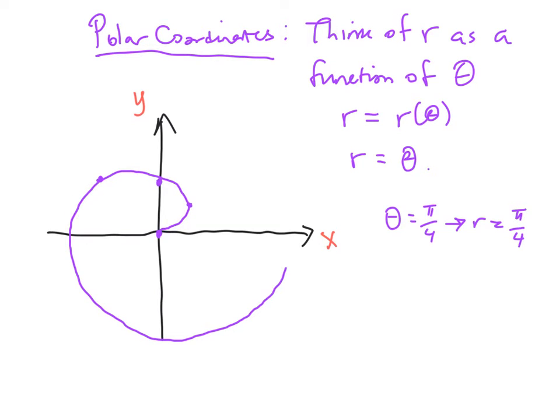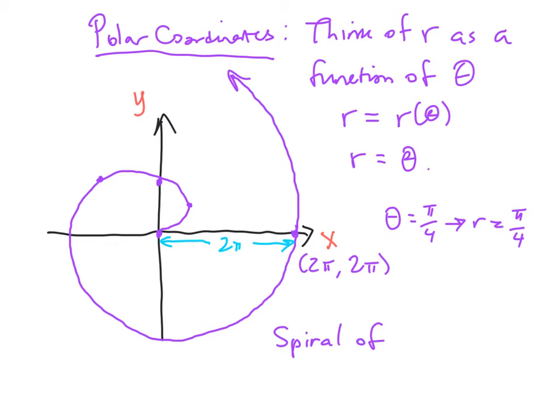And remember, theta can advance past 2 pi, so this would be the point 2 pi comma 2 pi. But you've got to remember, the second 2 pi means I'm in the direction 2 pi. That's the same as the direction 0. This 2 pi means I'm out at distance 2 pi. So this distance here is 2 pi. And this graph is going to continue. As theta continues to increase, my distance from the origin goes on increasing. And the graph that I create ends up being a spiral. In fact, it has a specific name. It's called the spiral of Archimedes.